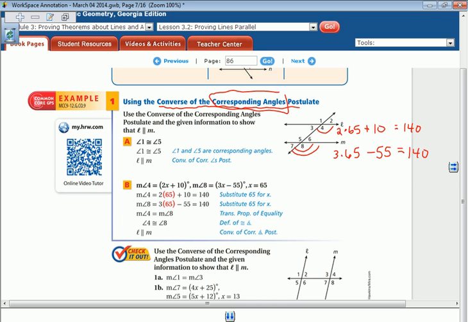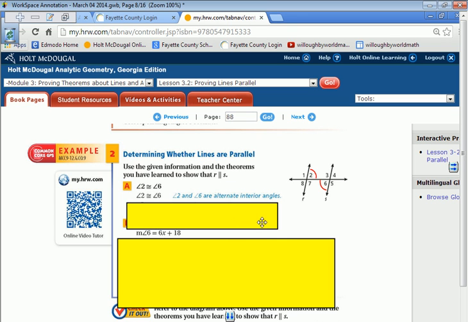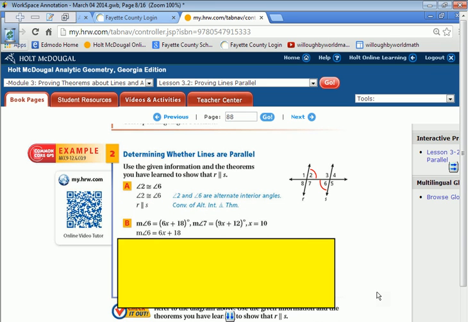Okay? Next one. Here's a new drawing, and this time we're taking a look at angles 2 and 6. They are congruent. There's 2, there's 6. What kind of angles are those, guys? Alternate interior angles. So angle 2 is congruent to angle 6, and they are alternate interior angles. Therefore, R is parallel to S by the converse of the alternate interior angle theorem. So whatever the angles are, it's going to be the converse if we're proving parallel.